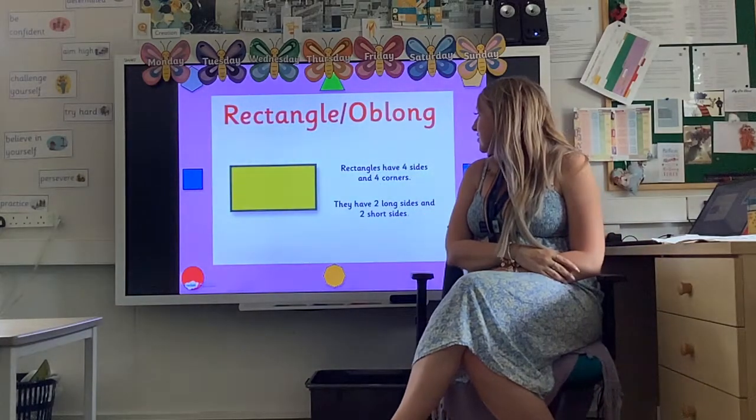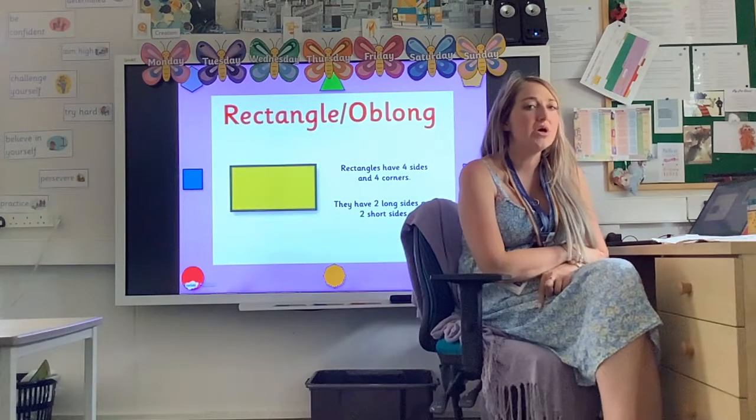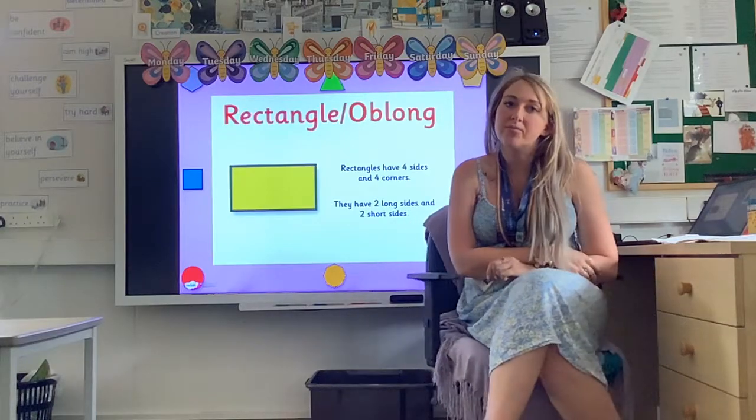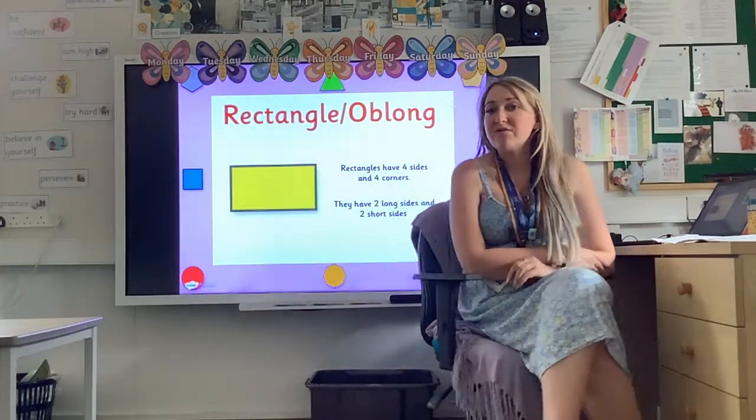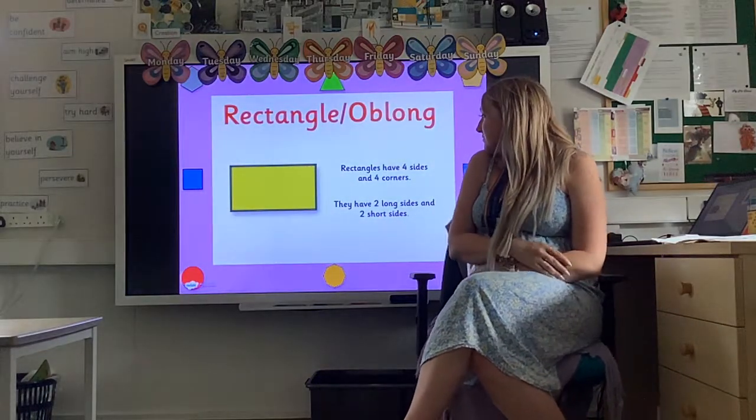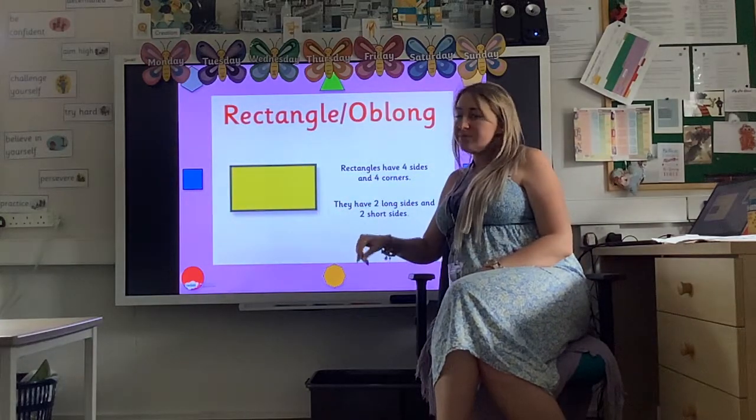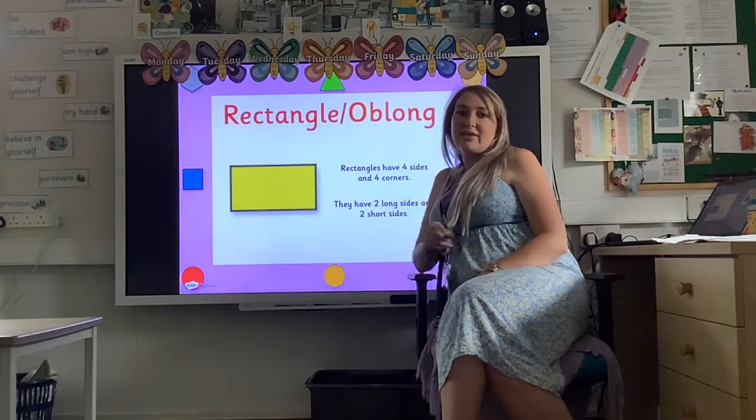Now a rectangle also has 4 sides. I wonder if you can tell a grown-up at home what the difference is between a square and a rectangle. Now I wonder if you told your grown-up that rectangles have 2 long sides and 2 shorter sides. And these 2 are the same length here, and these 2 are the same length here.